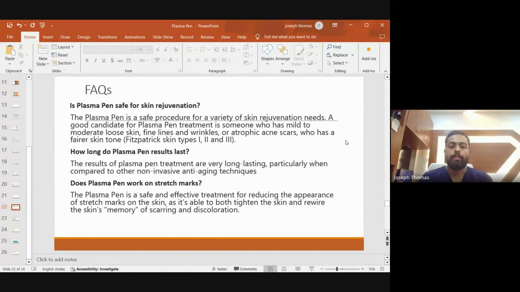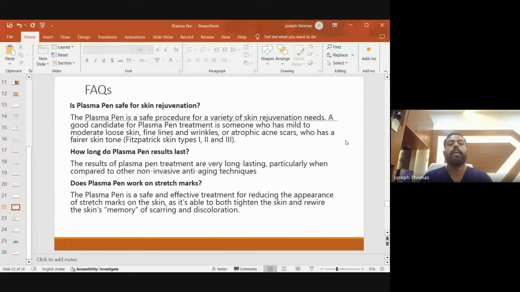And does plasma pen work on stretch marks? It will work, but remember one thing, this is not a surgical procedure, so it's not like you can erase everything. Thin stretch marks, with one or two sessions, 1 month or 40 days apart, you will get some good results. Some stretch marks might take a few weeks to a few months, and definitely with home care products. You don't have to rely only on plasma pen. You can do a combination of plasma pen and microneedling. If you have a laser option, you can even do laser options. And with the home care, you can do plasma pen.